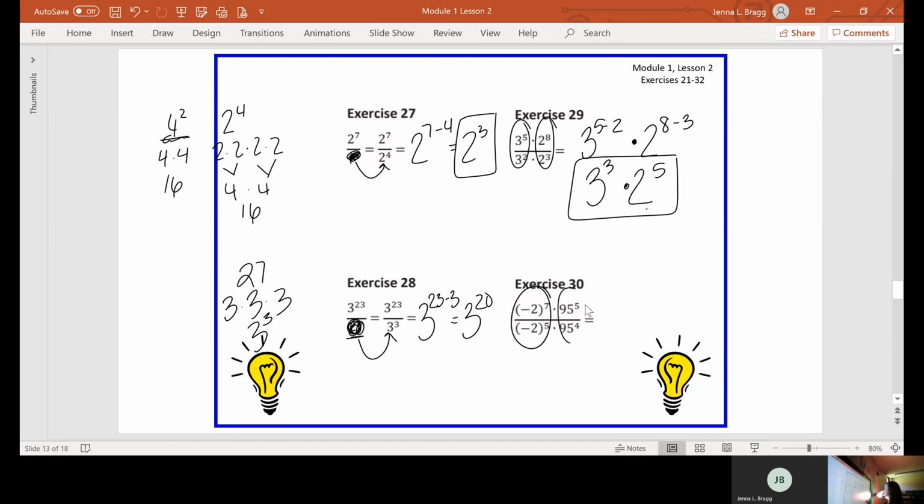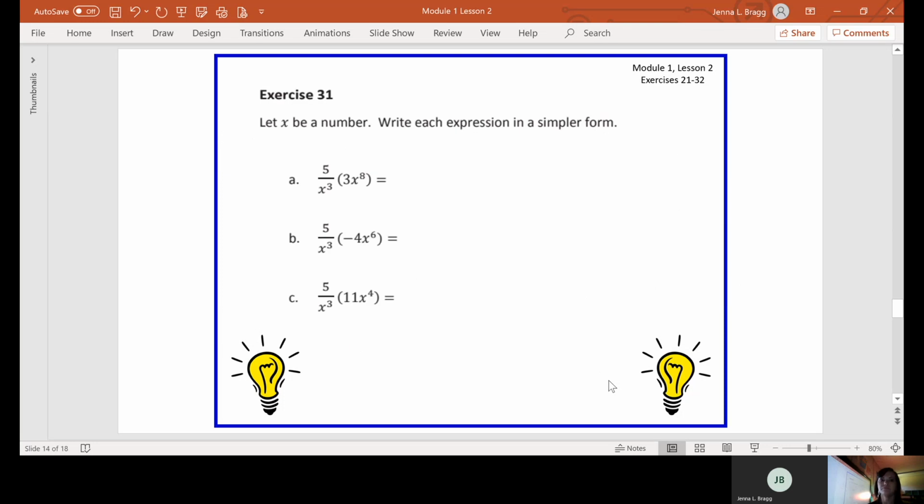All right, those are my common bases. So I can have negative 2 to the 7 minus 5 times 95 to the 5 minus 4. I would end up with a final result of negative 2 to the 2nd, or squared, times 95 to the 1st. If you just put 95 there, that's fine. All right, last exercise.